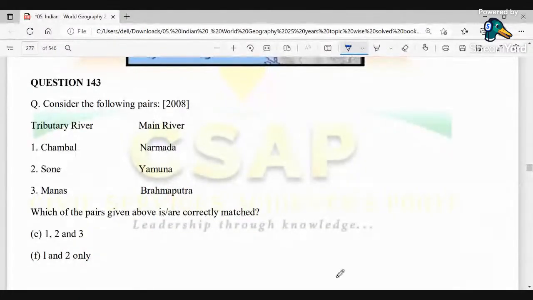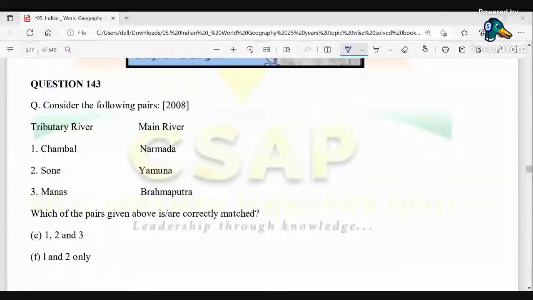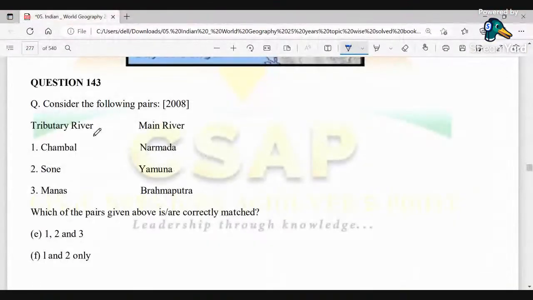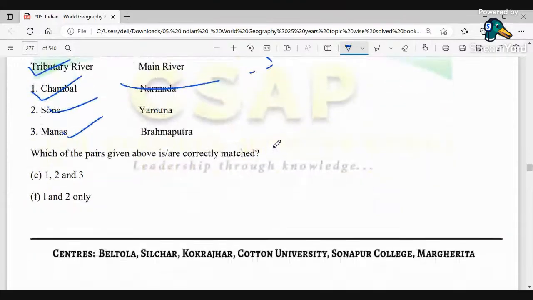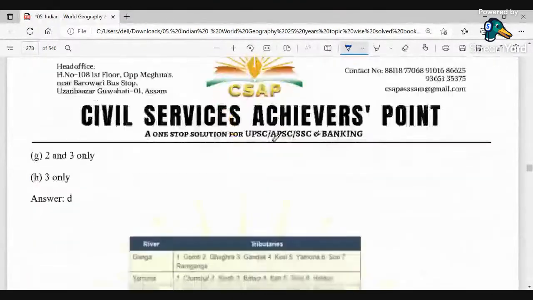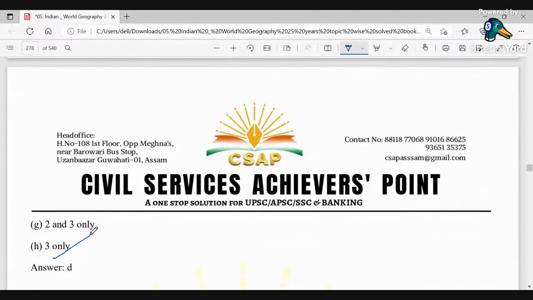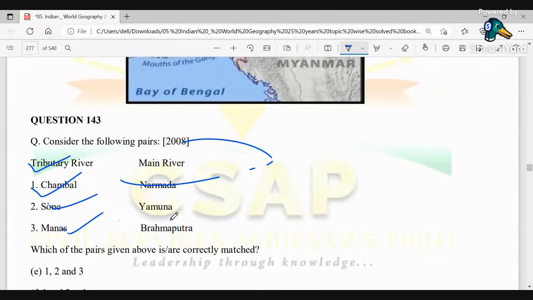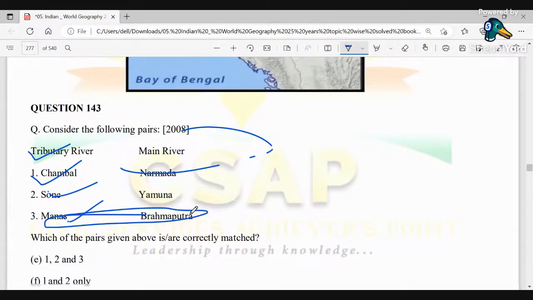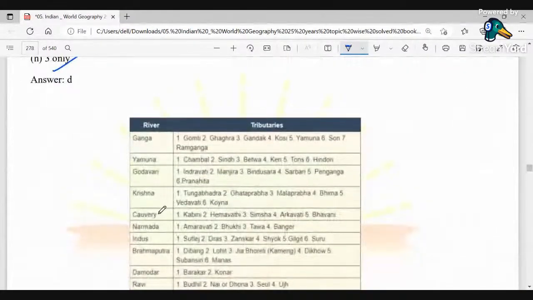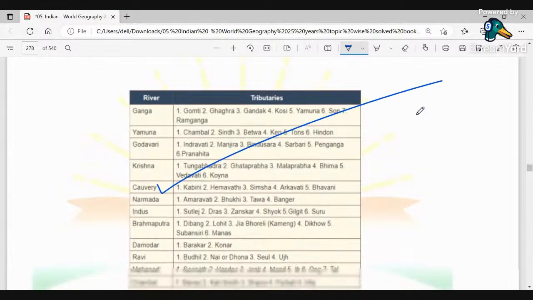Considering the following pairs, okay, just a second. Considering the following pairs, so yeah, what has been shown? Tributary river Chambal, Son, Manas. So it's the main river. So which of the pair above is or are correctly matched? So here the correct option is D. Okay. So D is basically that means three only. Okay. So only Manas is associated with Brahmaputra. So this is correctly matched. Okay. So you have got all the respective tributaries of the rivers over here.